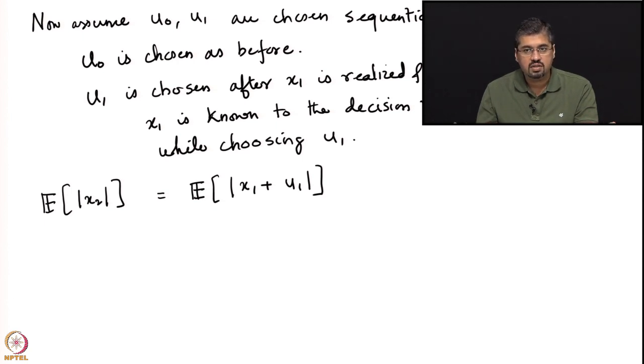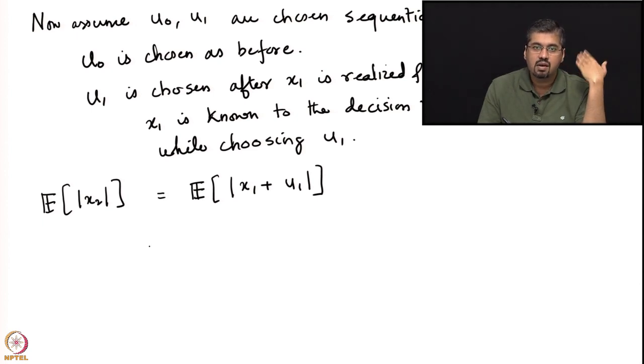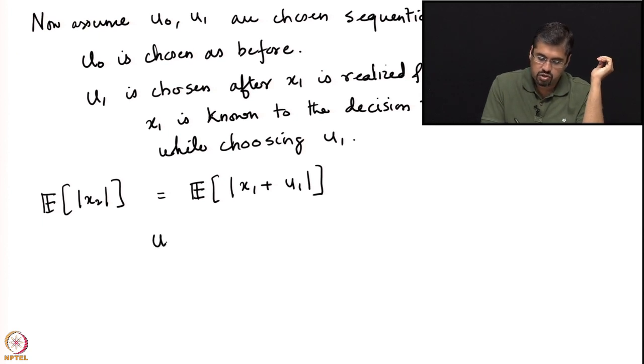The answer is simple. I just take u1 to be negative of x1. Since I know x1 when I am choosing u1, I can choose u1 as a function of x1. And so, the optimal thing for me to do is then choose u1 not as a specific value, but something that is adapted to the information that I have. Since I have the information of x1, I am going to be choosing u1 equal to negative of x1.